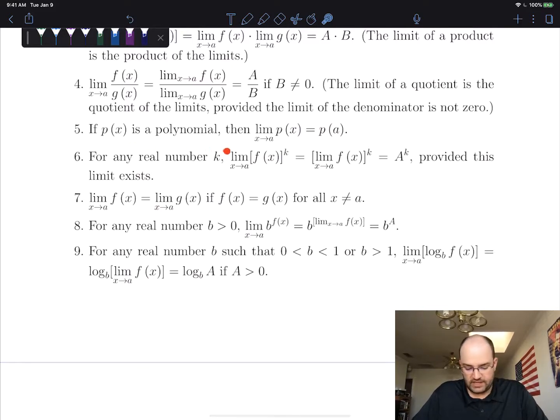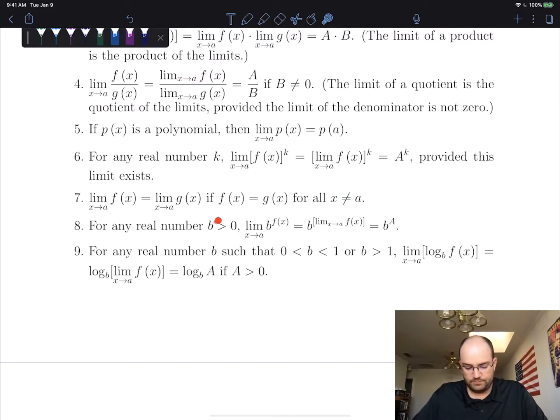6, for any real number k, the limit as x approaches a of f of x to the kth power is the limit as x approaches a of f of x all to the kth power, provided this limit exists. So basically, the limit of a power is the limit of the function to that power. The limit as x approaches a of f of x equals the limit as x approaches a of g of x if f of x equals g of x for all x not equal to a.